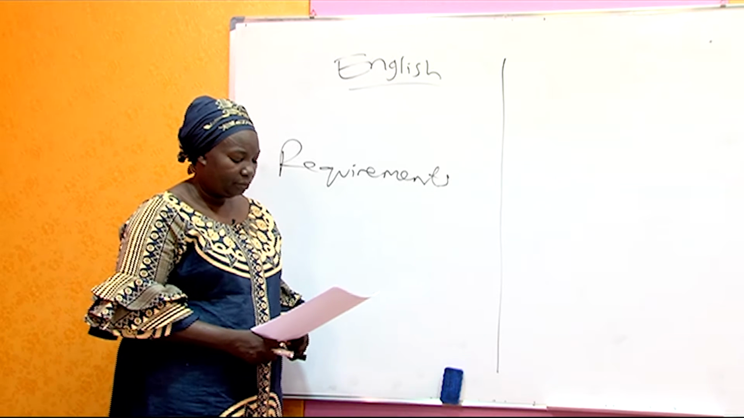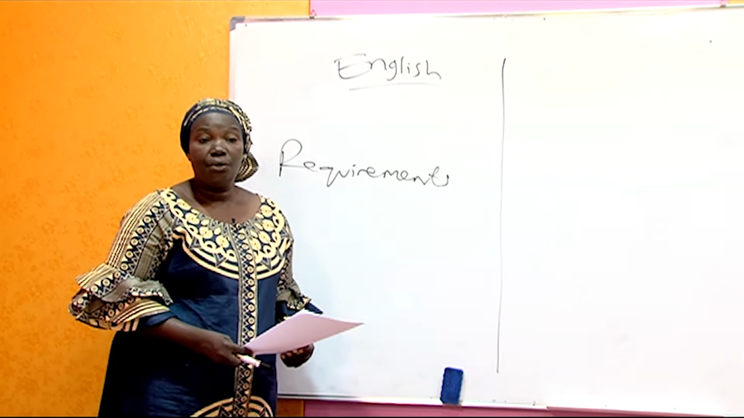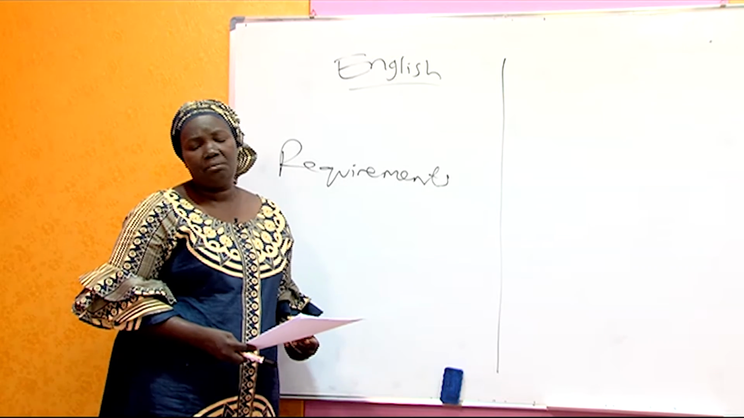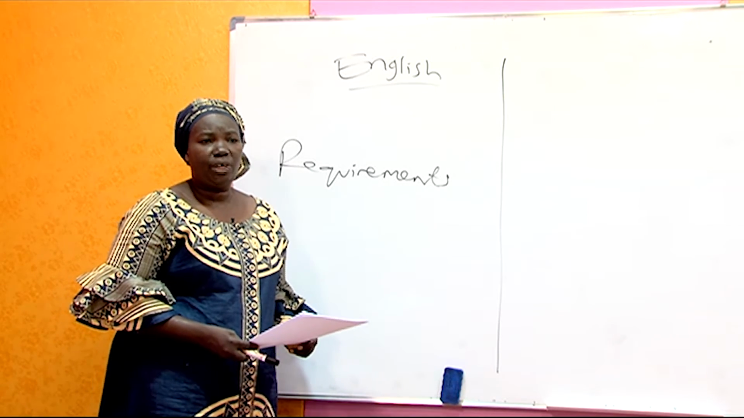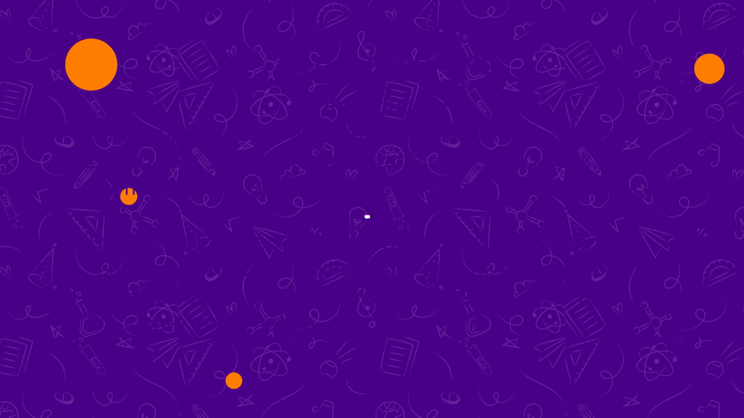Suggested reasons: corruption, Boko Haram insurgency and terrorism, religious bigotry, embezzlement, ethnicity, power drunk, unemployment, kidnapping, misappropriation of funds, and so on and so forth. This forms your reasons. You can pick any one to begin to express yourself with. You can have your introduction this way.